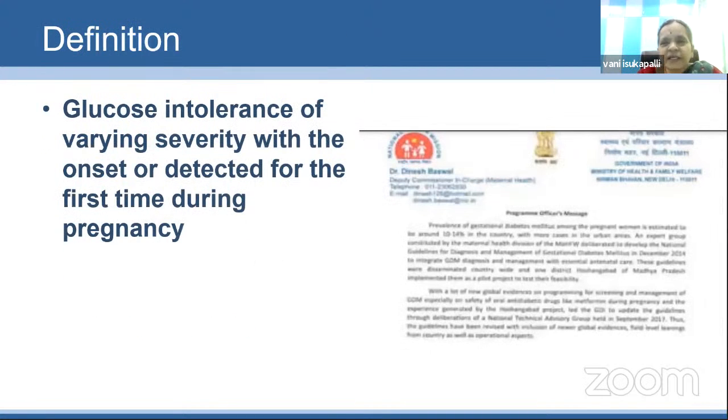To define gestational diabetes, it is glucose intolerance of varying severity with the onset or detected for the first time during pregnancy. Here, all of you would appreciate that the period of gestation is not mentioned. First detected during pregnancy, any glucose intolerance will categorize it as gestational diabetes. So this definition is on par with what is written in the guidelines.